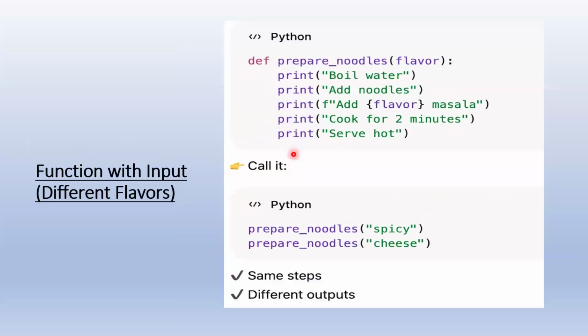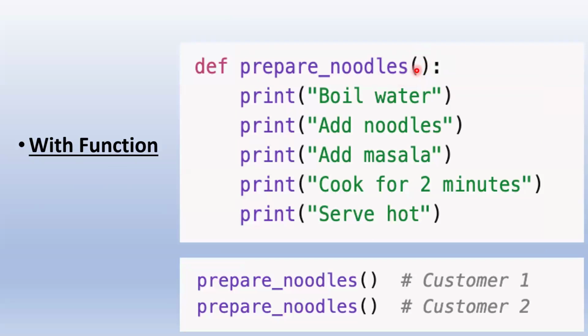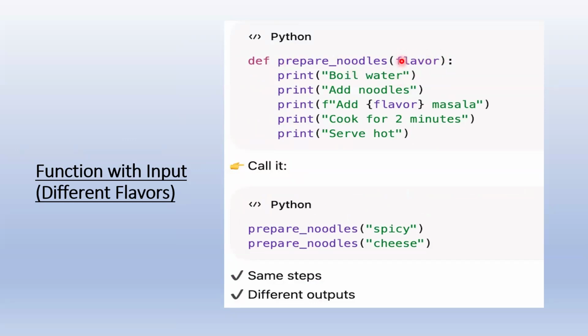See here, the definition: prepare_noodles, flavor. One more parameter is there. You see the difference in both this and this? Here it is empty, we are not passing any argument values. But here we are passing one value. Why? Because boiling water, adding noodles, everything is the same. But the only thing that changes is the flavor of masala which we are adding. So f-string: add flavor masala, cook for 2 minutes, serve hot.